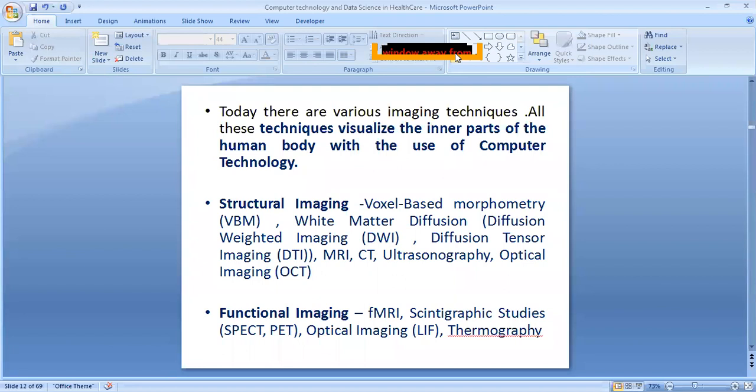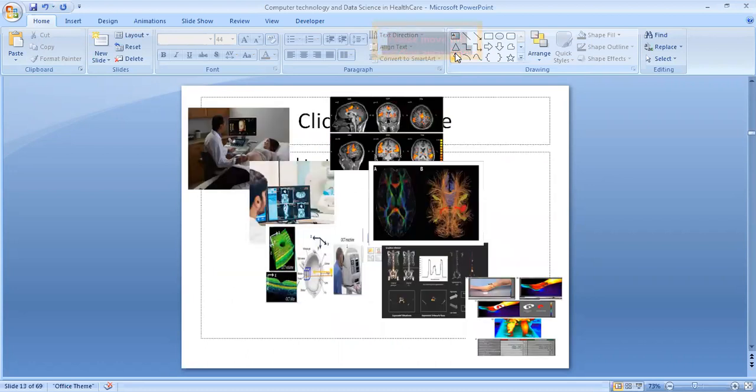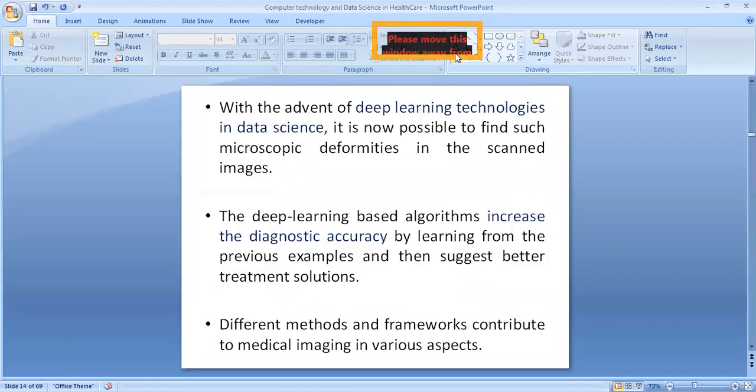Temperature is again an important physiological sign in our body. Any variations or any abnormality could be easily detected using thermography. Of course, it has its own constraints of applicable areas, but still it is a very promising field. Some of the pictures you must already have seen, showing different imaging.